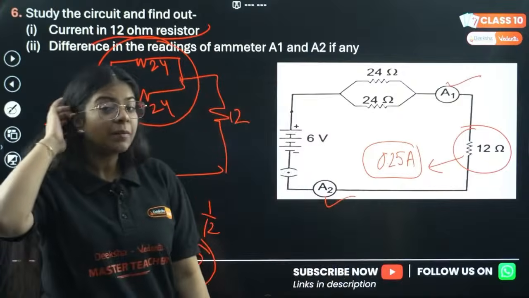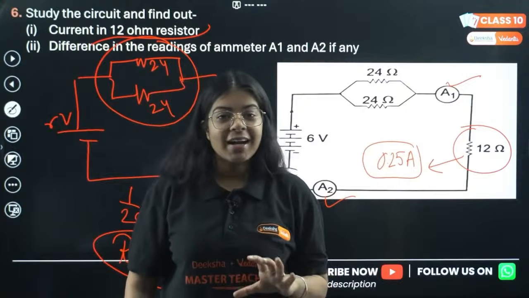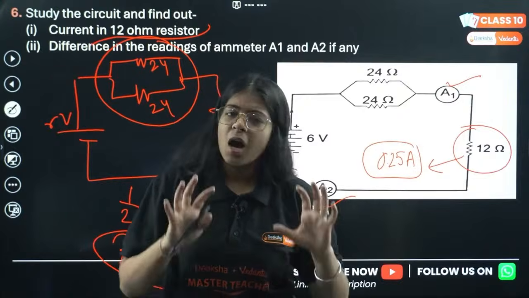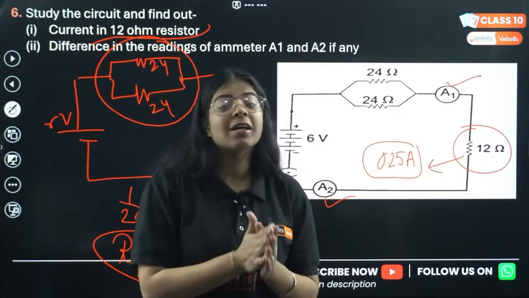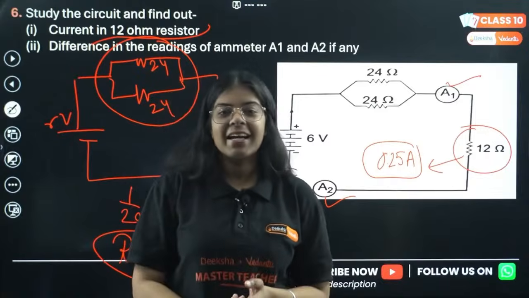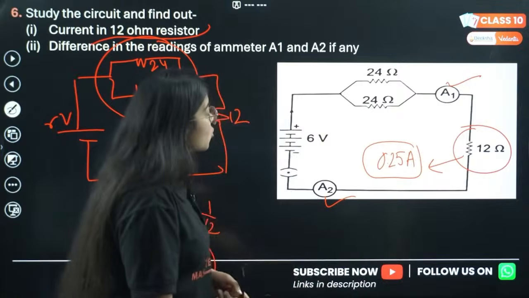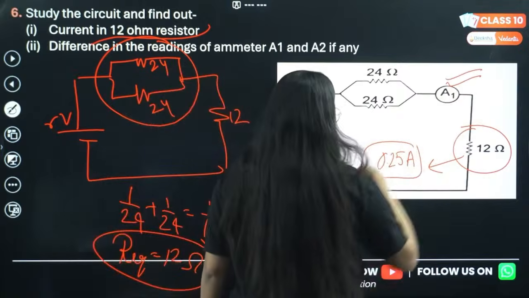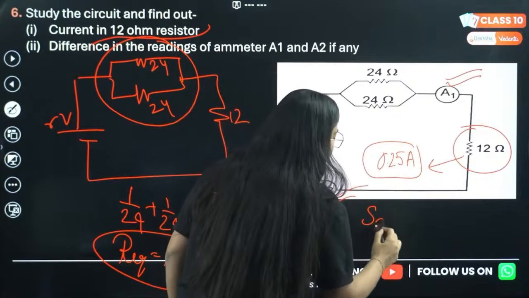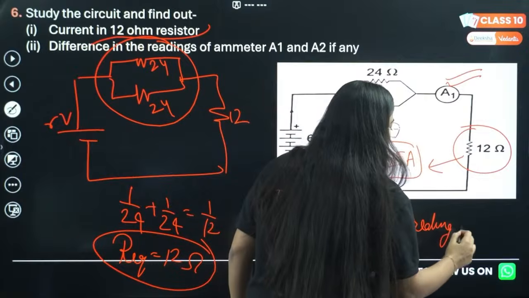A2. Now tell me one thing, are these A1 and A2 also in series? Correct? A1 and A2 are also in series. So the current between these will not divide. Correct? In series, current does not divide, it remains the same. So A1 and A2 will show same reading of my current.